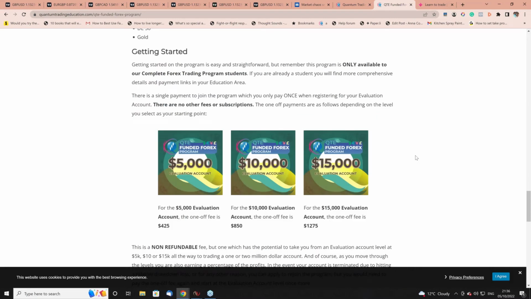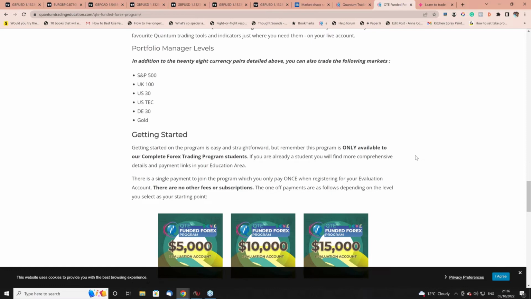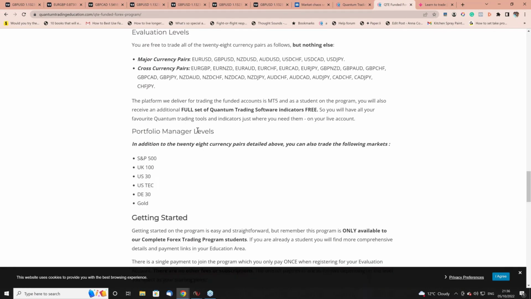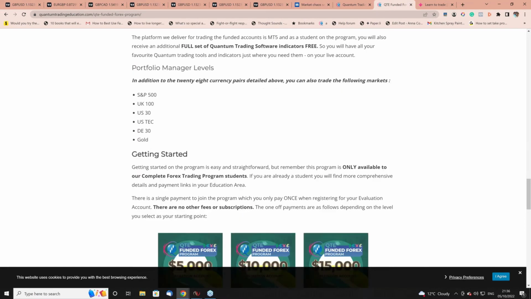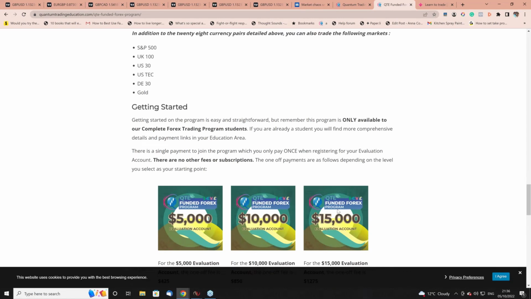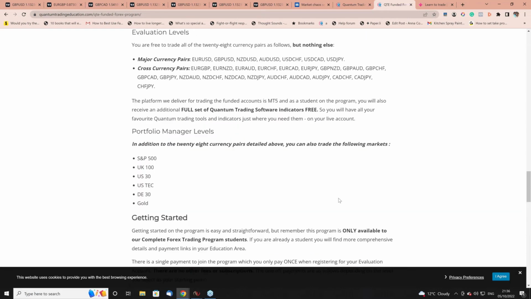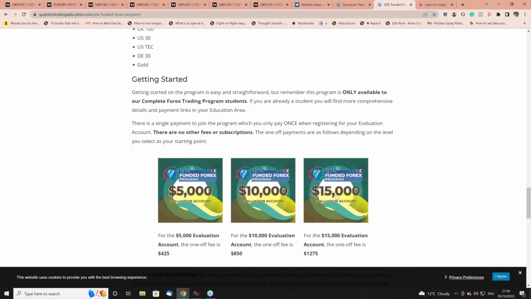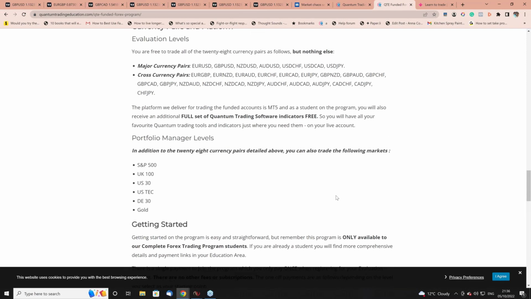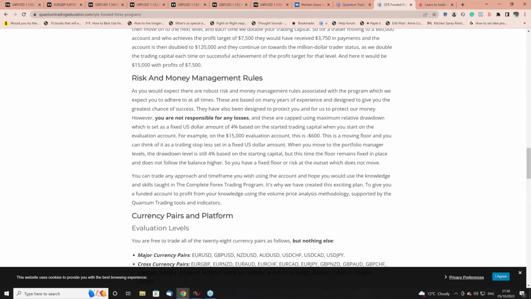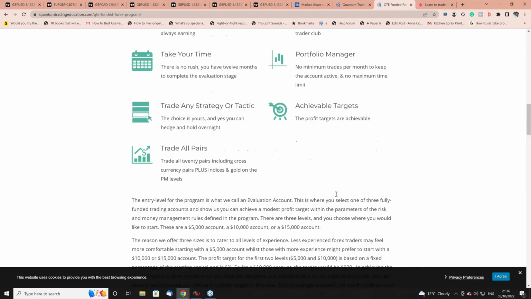And we set you a target. It's a very achievable target. Yes, of course, there are risk and money management rules in there. Once you've achieved that profit target, you then move up to the next level. You move up to portfolio manager level, and we then multiply the money by 4 as you go up. So the 15,000 goes up to 60,000 as the next level, and then we go 60,000, 120, 240, 480, right the way through up to 2 million.